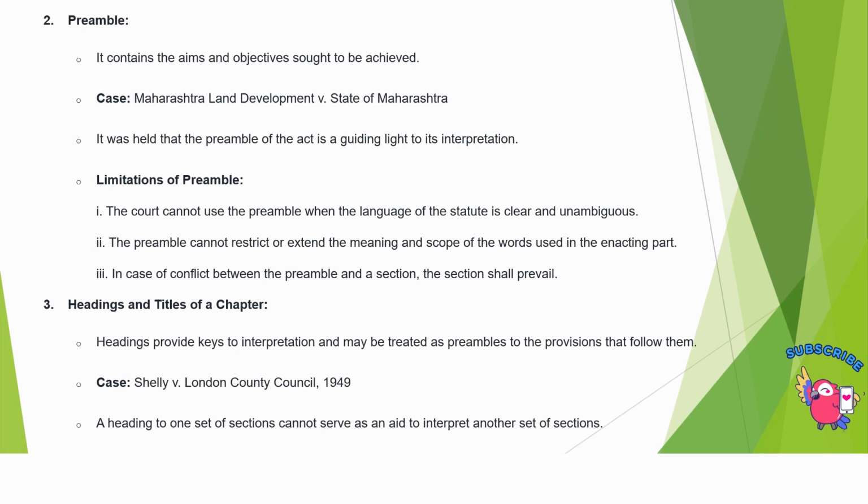Case: Maharashtra Land Development versus State of Maharashtra. In this case, it has been defined. It was held that the preamble of the act is a guiding light to its interpretation. Limitation of preamble: the court cannot use the preamble when the language of the statute is clear and unambiguous. The preamble cannot restrict or extend the meaning and scope of the words used in the enacting part. In case of conflict between the preamble and a section, the section shall prevail.